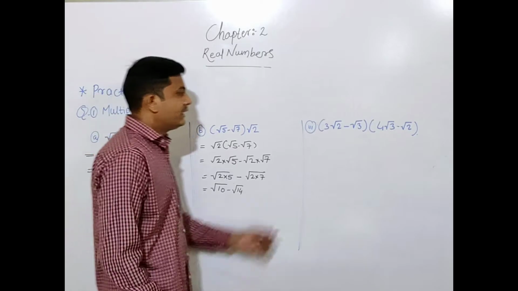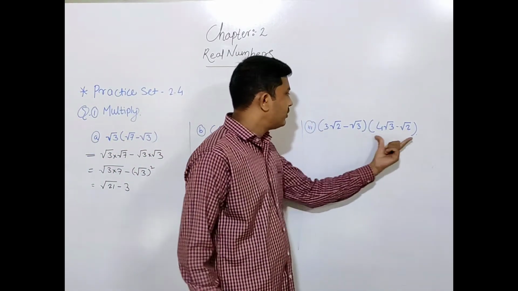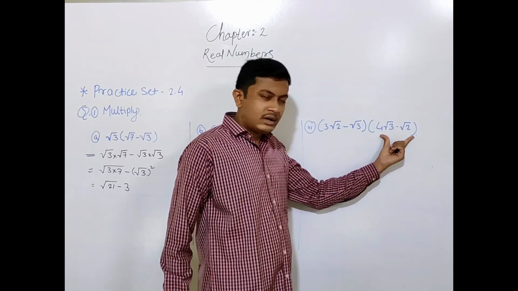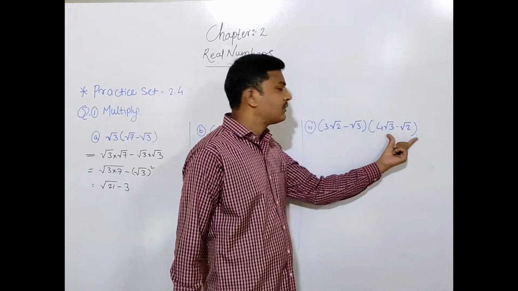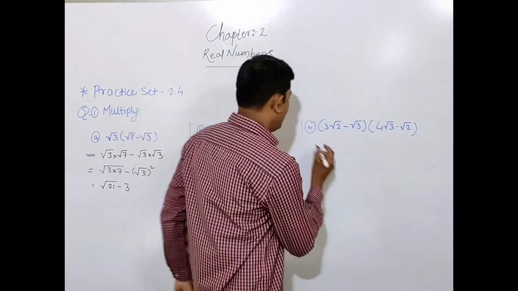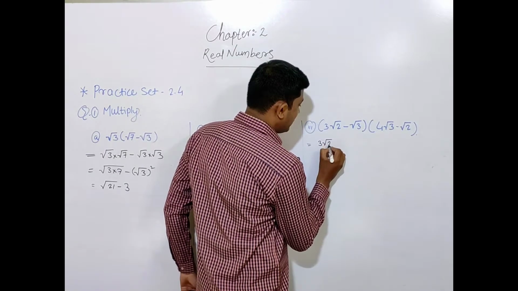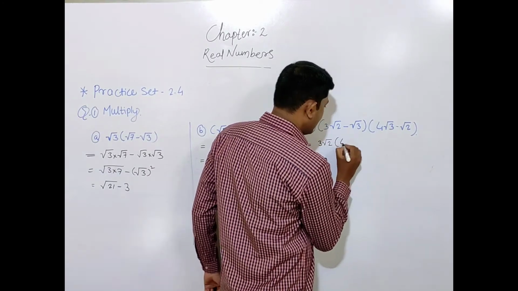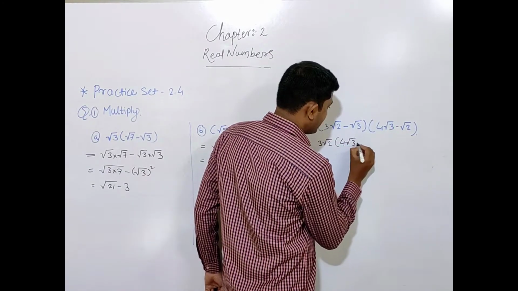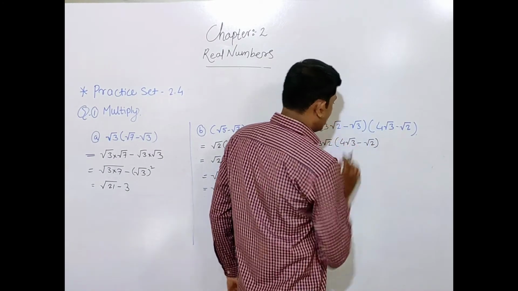Now next, here is a multiplication of two brackets. So what do we have to do? The first term will multiply to the whole terms of the bracket. Again minus root of 3 will multiply to the whole terms of the second bracket. So let's see how it works. First of all, consider 3 root of 2 will multiply to what? The second bracket, that is 4 root of 3 minus square root of 2.